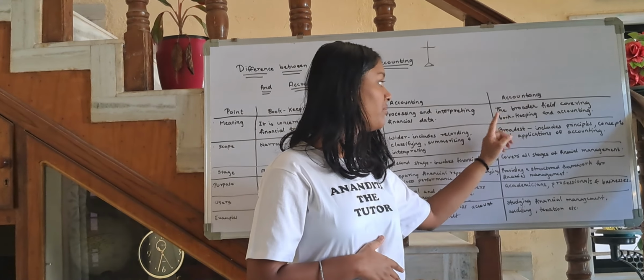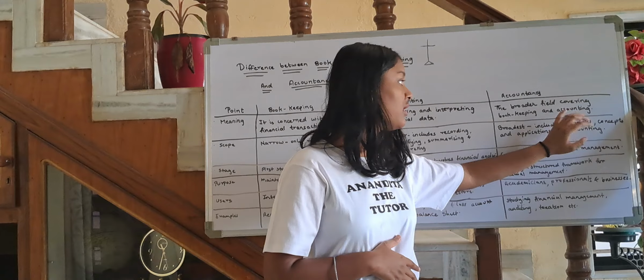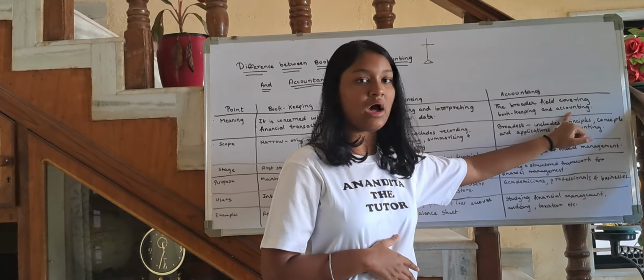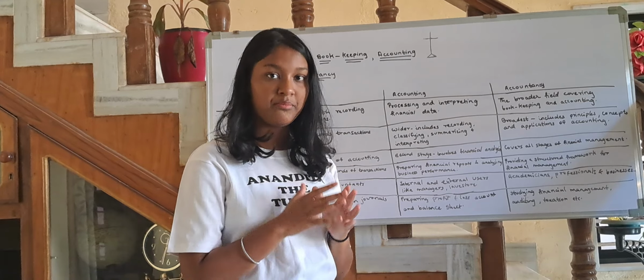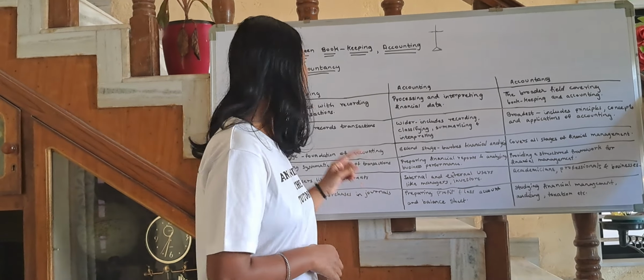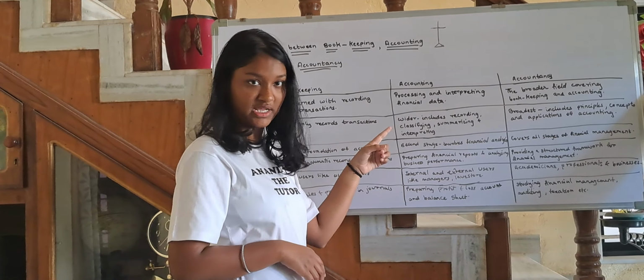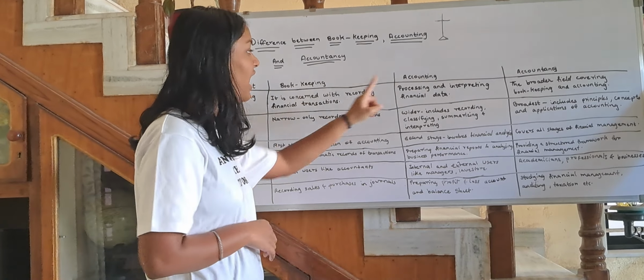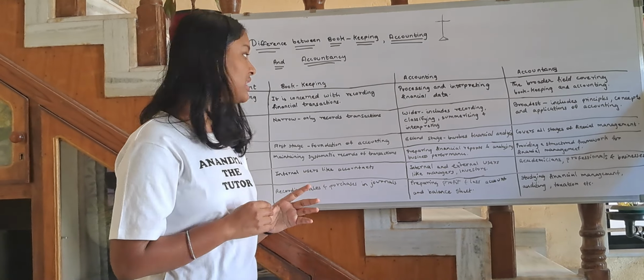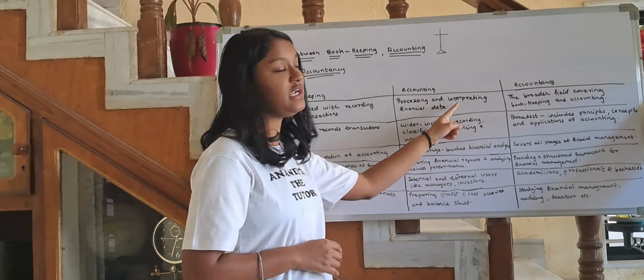And accountancy means it's a broader field covering bookkeeping and accounting. So accountancy is the main field, the main branch. Under that there are two types, bookkeeping and accounting. Okay. So accountancy includes both bookkeeping and accounting. So basically it includes recording, processing and interpreting the data.